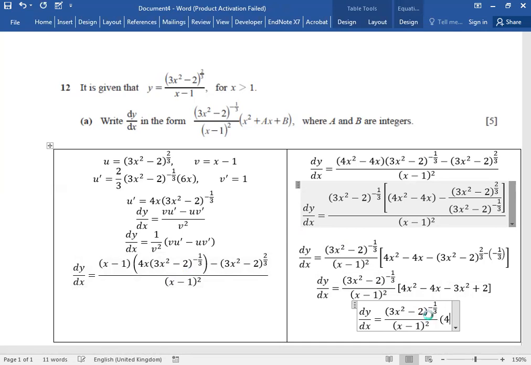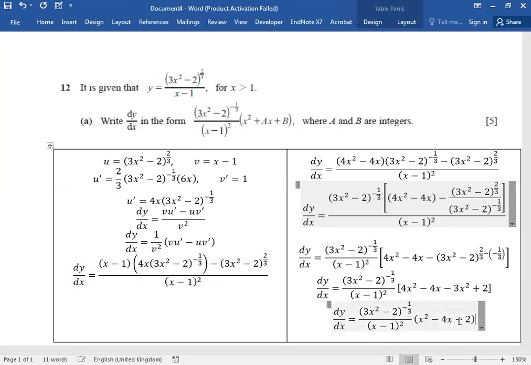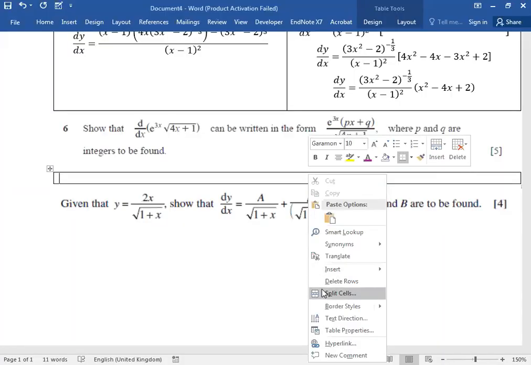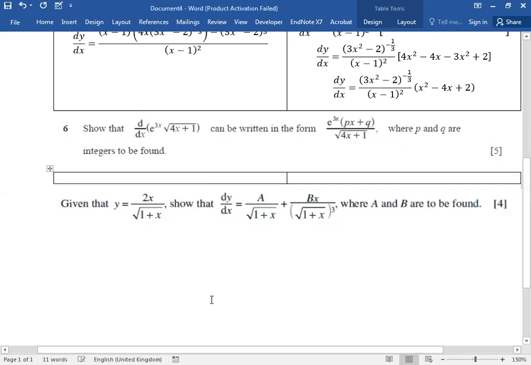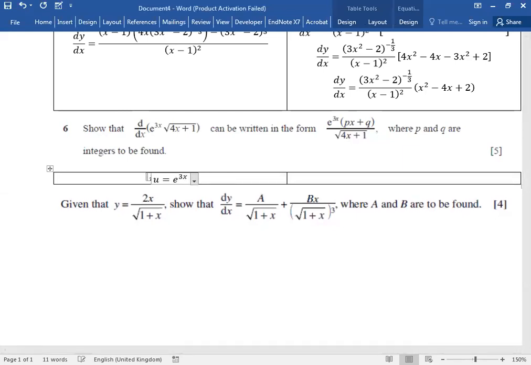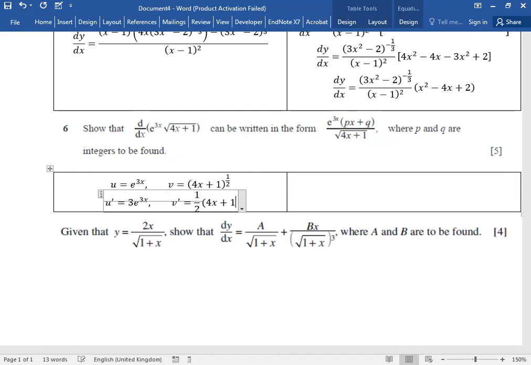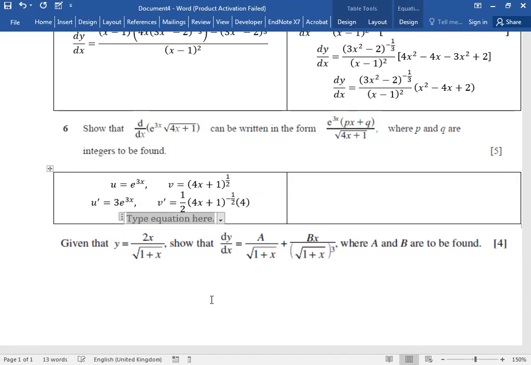You are left with x square minus 4x plus 2. Is this clear? Okay. So how do we differentiate this? U is e to the power 3x and v is (4x plus 1) to the power half. The derivative of u is 3e to the power 3x and the derivative of v is half into (4x plus 1) power becomes negative half into 4, right?